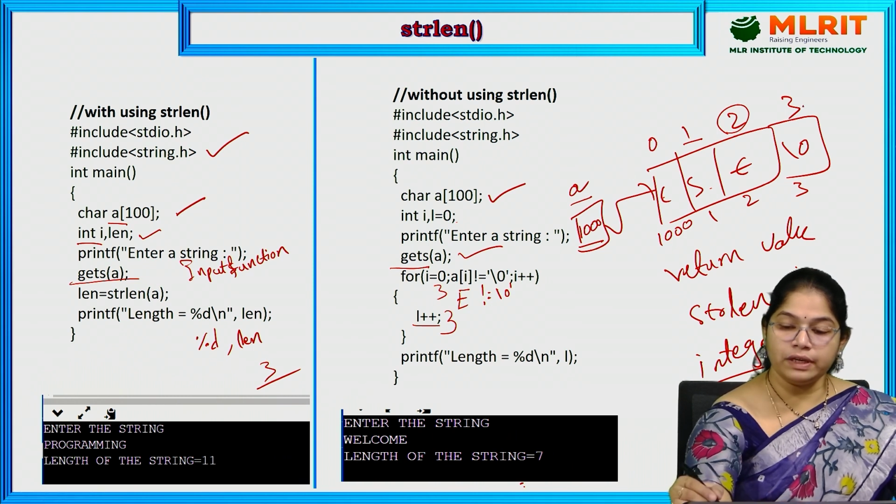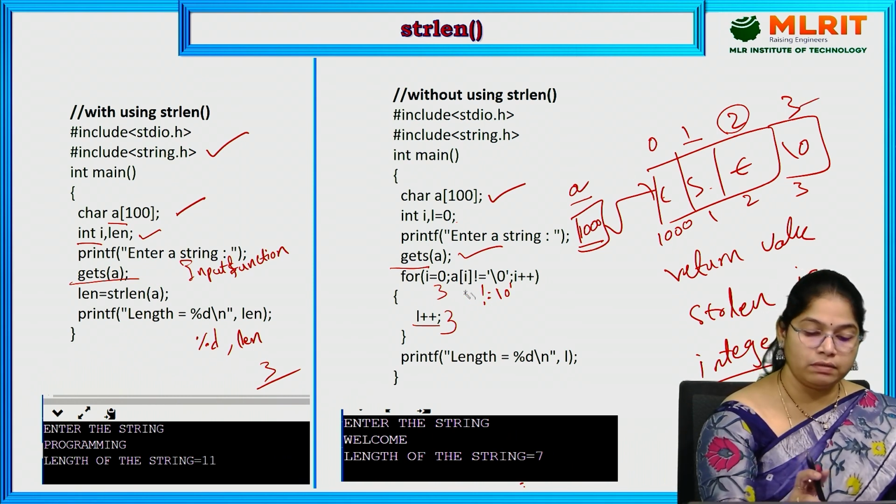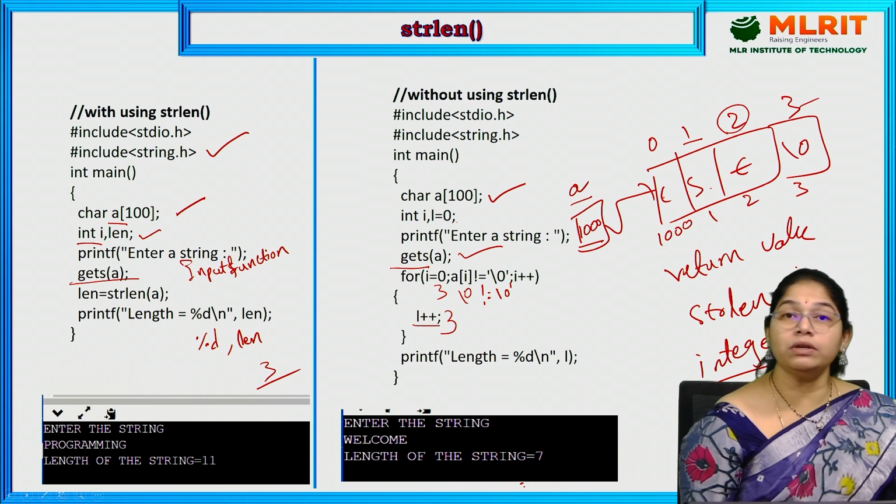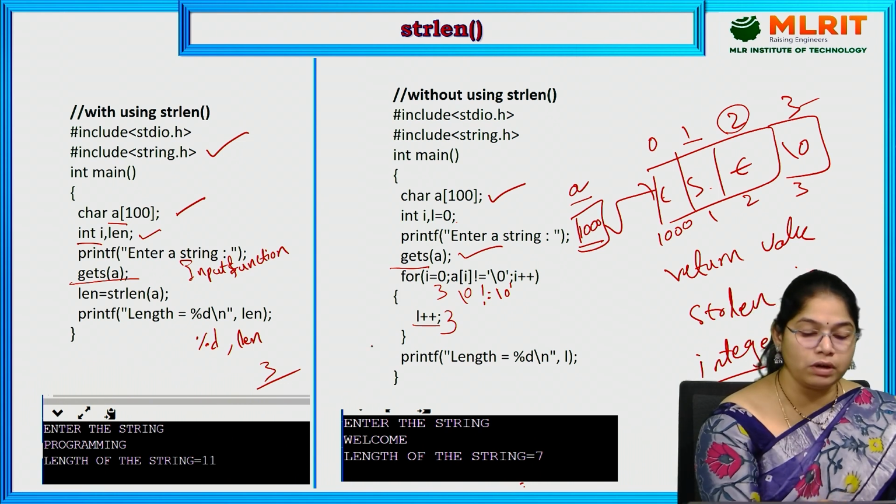In A of 3, that means this. In A of 3 we have a null. Null not equal to null. No. Now the condition is false, so the control comes out of the loop.